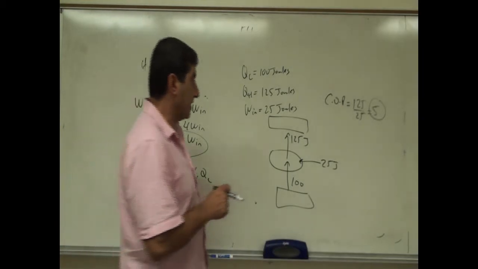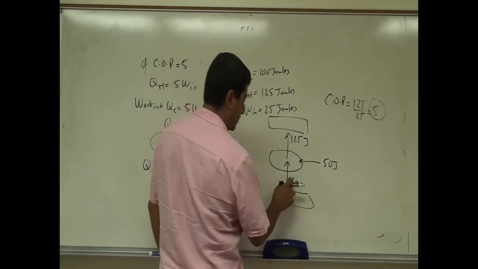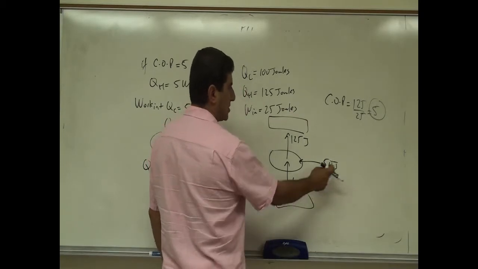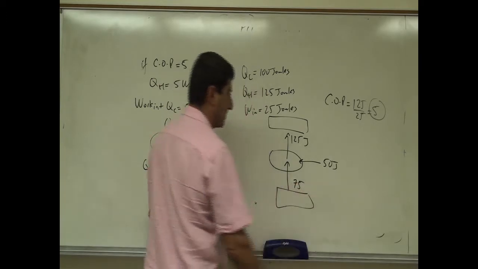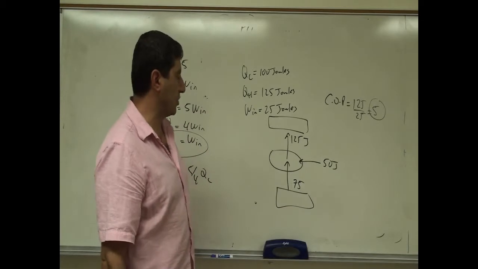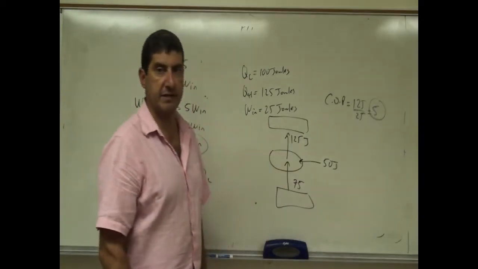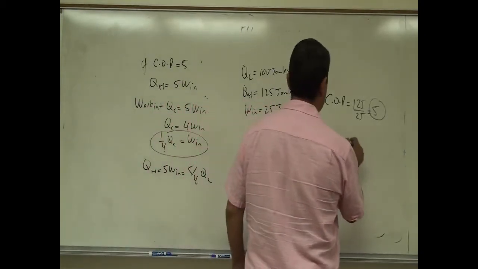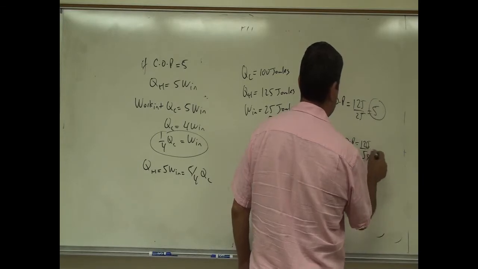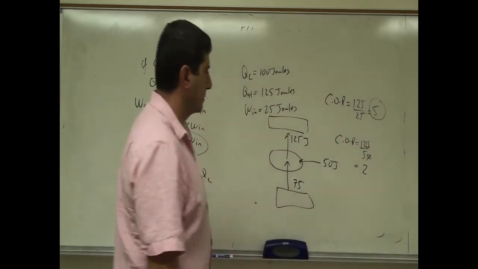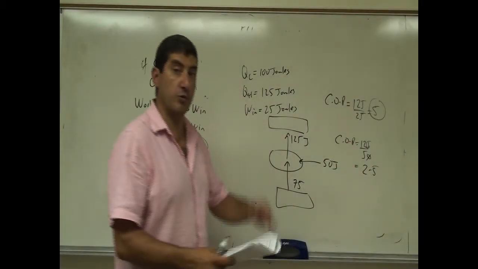But now, what if this one was 50 joules? What would happen? It's taking 50 joules of work, but then this would be 75, right? 50 plus 75 is 125. Now what's the coefficient of power? Now 125 divided by 50, so that's going to be 2.5. So the coefficient of power went down.